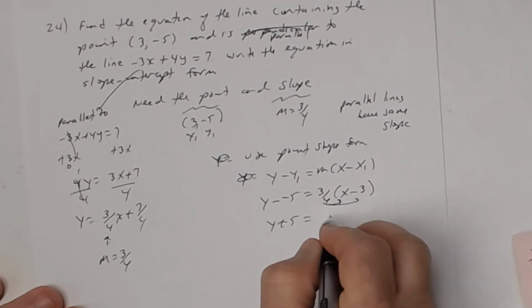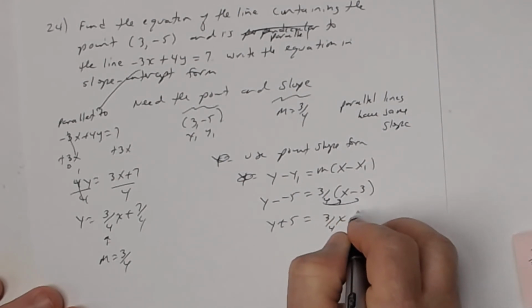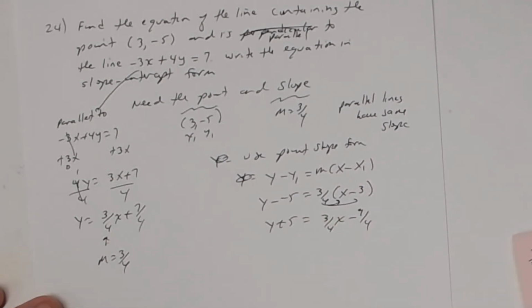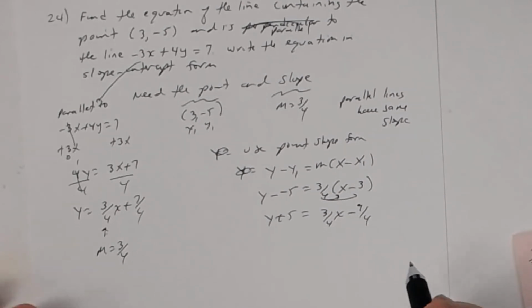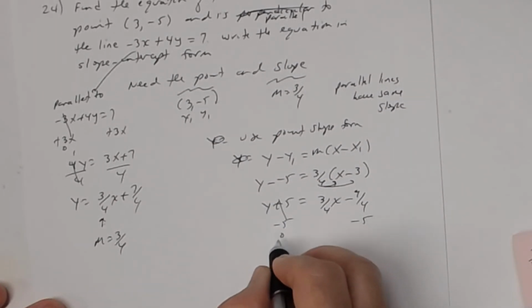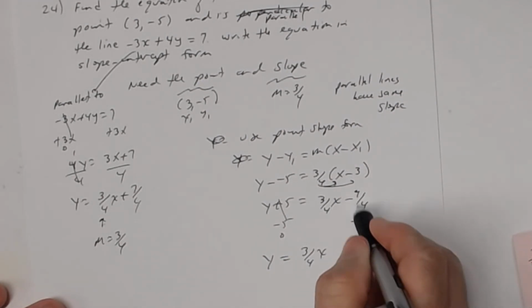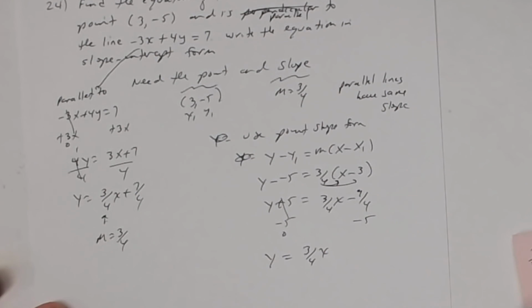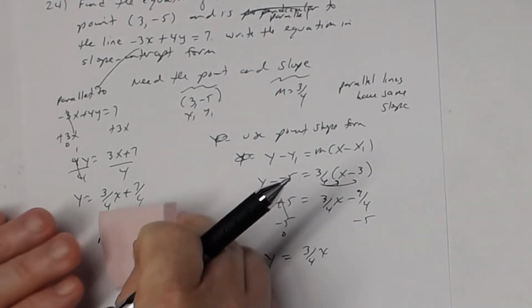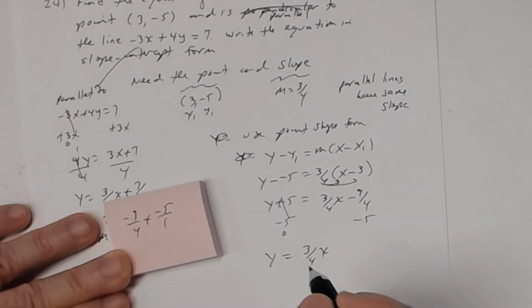I get 3/4 times x is 3/4 x. 3/4 times -3 is -9/4. For some reason, in these problems I keep getting -9/4. Then subtracting 5 from both sides, I get y equals 3/4 x, and then -9/4 and -5. So let's figure out what that is: -9/4 plus -5 divided by 1.